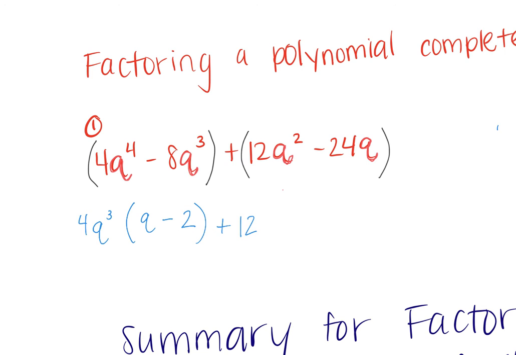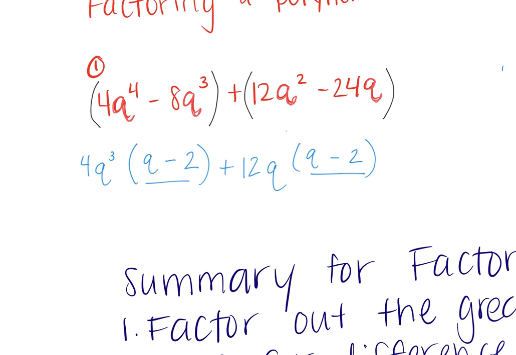Alan? Wait, Q. Let's pull out a 12q from each. What's going to be left over in the first term? Carlos? Q. And the second term? 24 divided by 12 is 2. Does it match? Yes. Okay. So let's rewrite it in factored form.